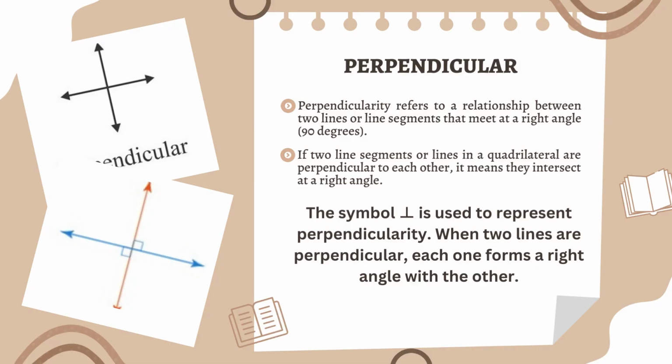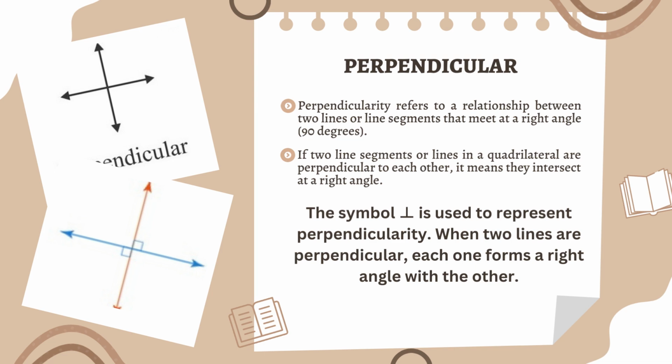In the same way, let's talk about perpendicular. From the word itself, we know perpendicular means it forms a 90-degree angle. Perpendicular refers to a relationship between two lines or line segments that meet at a right angle, that is 90-degree. For example, if I have a 6 centimeter line and another line segment intersects it in such a way that at the point of intersection it forms 90-degree, then it is known as a perpendicular.